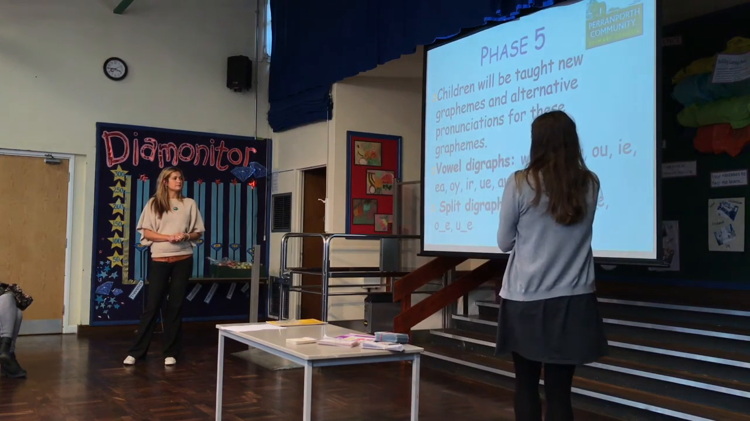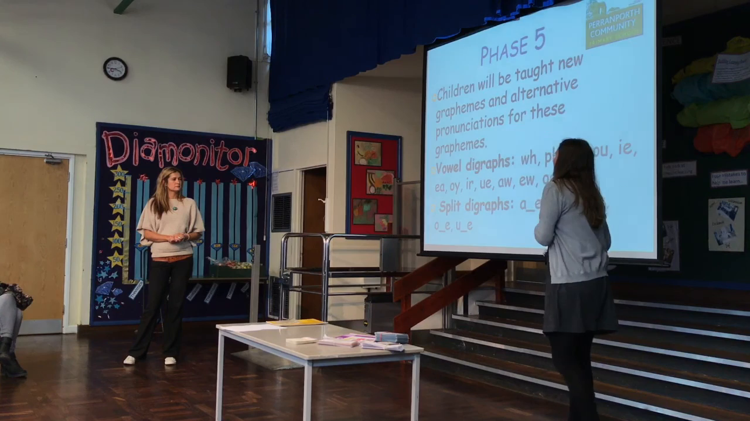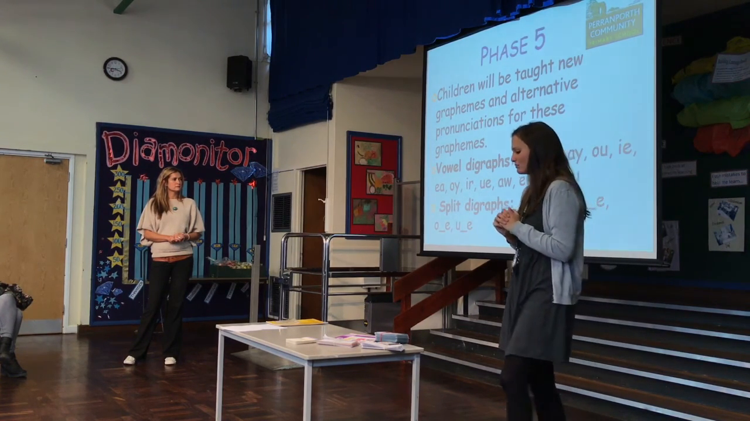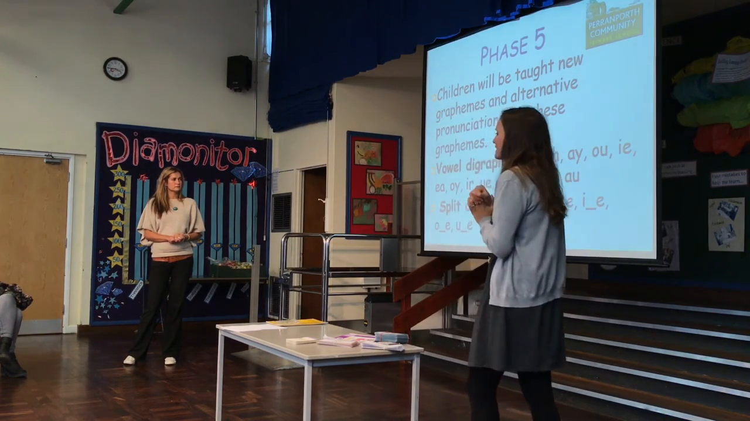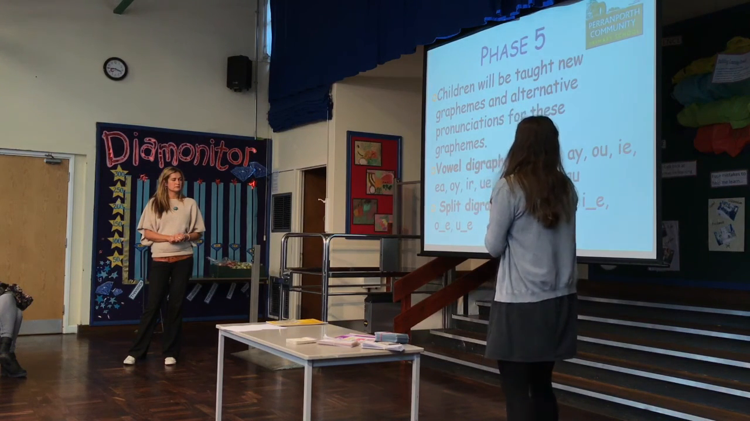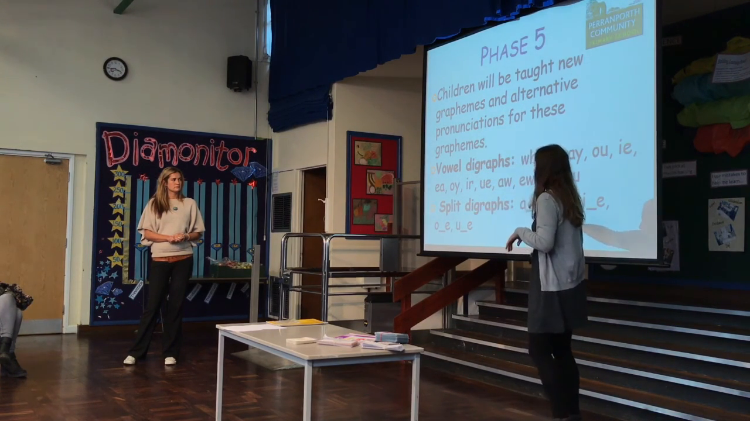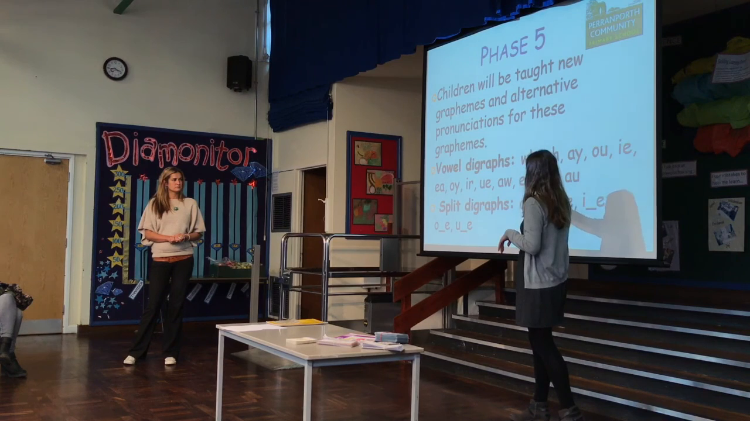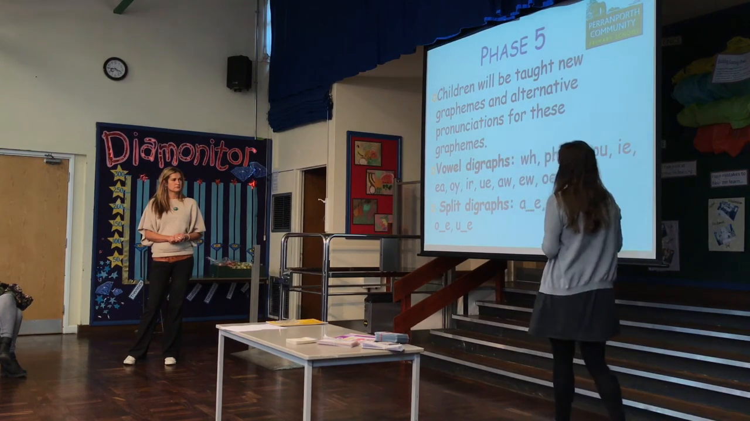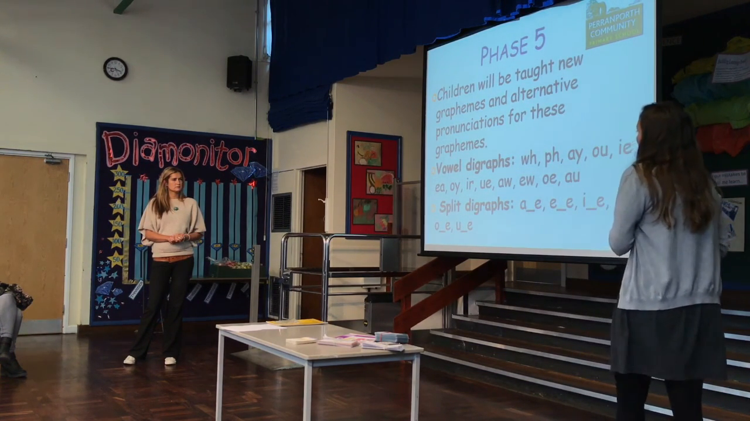The split digraphs that Nadia mentioned, we will also call those magic rainbows. So they might say, oh, there's a magic rainbow in that word. So, for example, A, as in cake, the magic rainbow, they're working together to make that A sound.